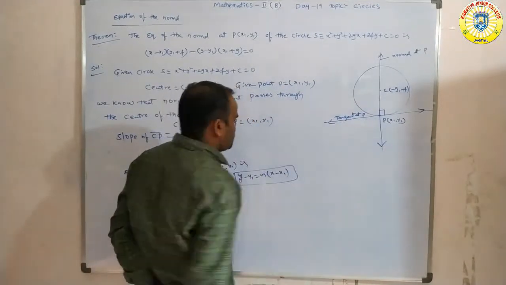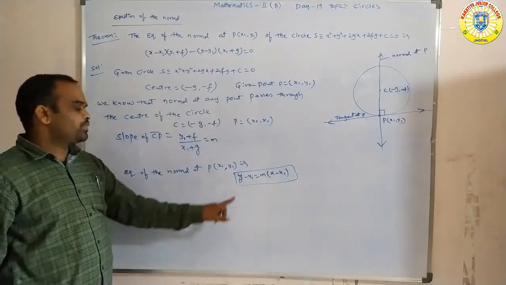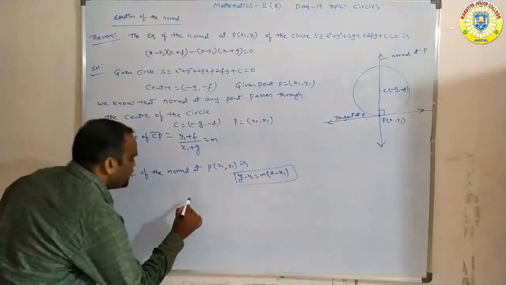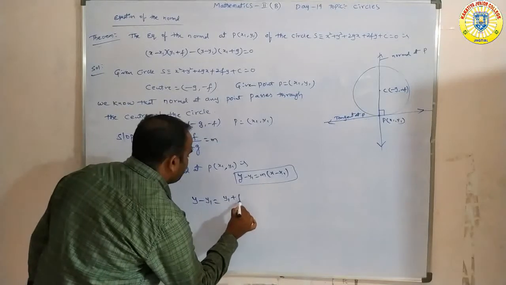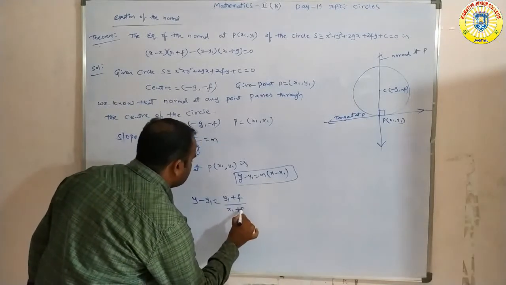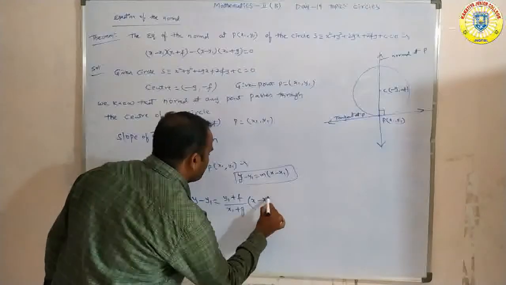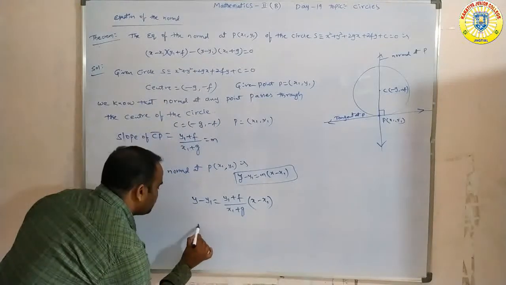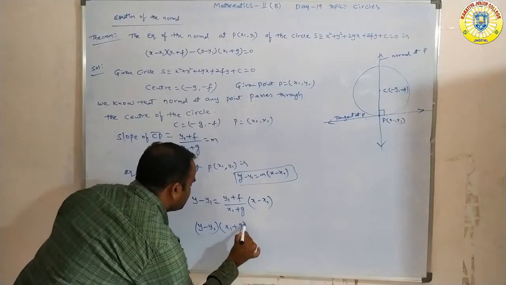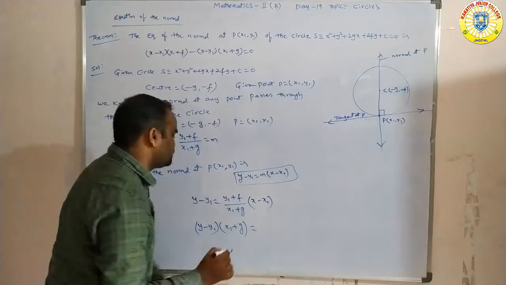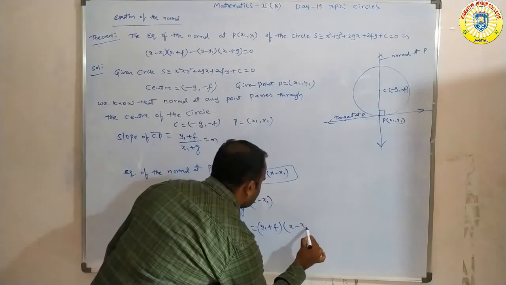So it passes through the point x1 comma y1, and m is the slope of CP. We are taking m, passes through the point x1 comma y1. Here we are writing y minus y1 is equal to m, which is (y1 plus f) by (x1 plus g) into (x2 minus x1). Now we are doing the cross multiplication: (y minus y1) into (x1 plus g) is equal to (y1 plus f) into (x2 minus x1).